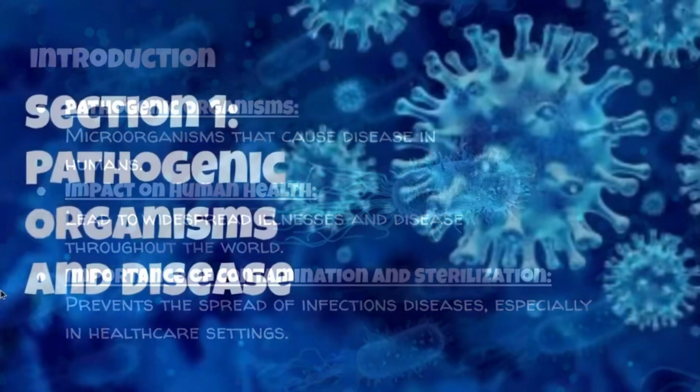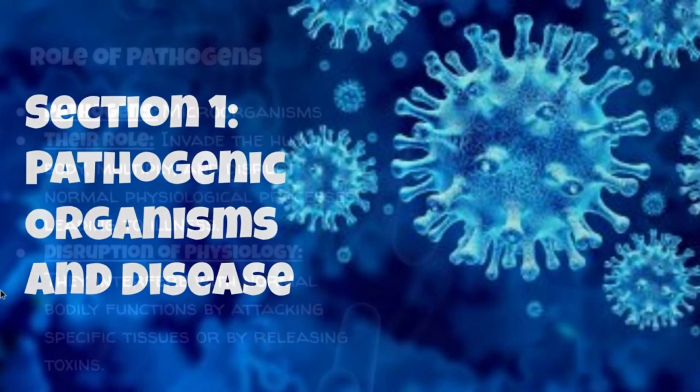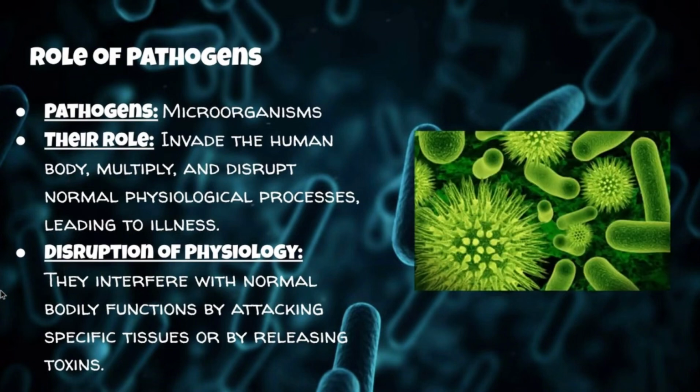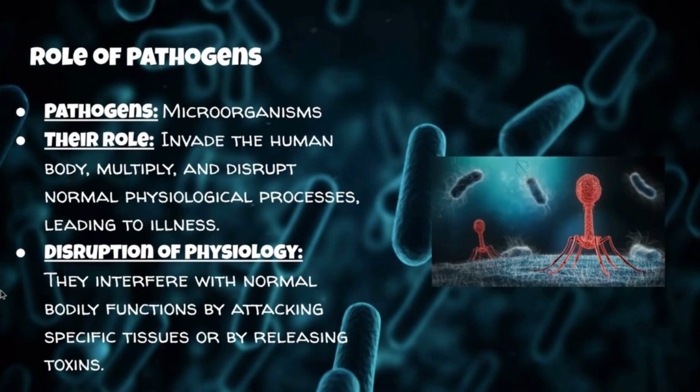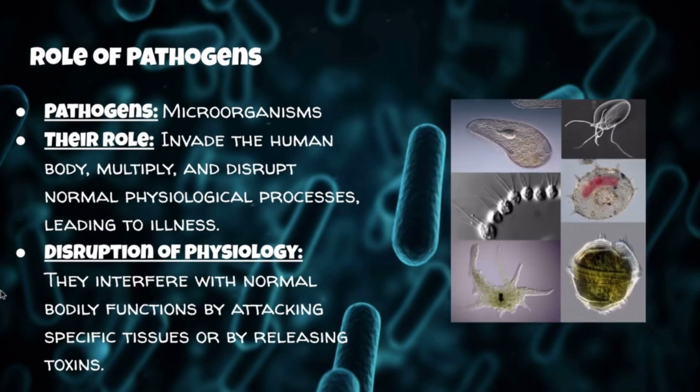Moving on to Section 1, Pathogenic Organisms and Disease. A pathogen is a microorganism. Some examples would be bacteria, viruses, fungi, protozoa, and so on, which I'll talk more about in the next slide. Their role is to invade the human body, multiply, and disrupt normal physiological processes, which leads to illnesses.